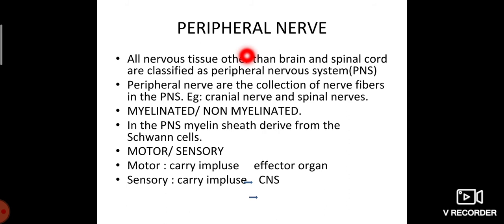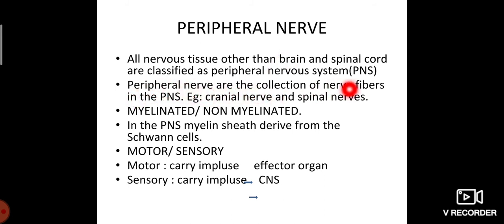Now, we are moving to the peripheral nerve. All nervous tissue outside the brain and spinal cord is classified as the peripheral nervous system. I have already discussed that the central nervous system consists of structures present only in the center of the body, that is the brain and spinal cord, and the tributaries arising sidewise from both brain and spinal cord form the peripheral nervous system. That means cranial nerves and spinal nerves. So the peripheral nerve consists of both cranial nerves and spinal nerves.